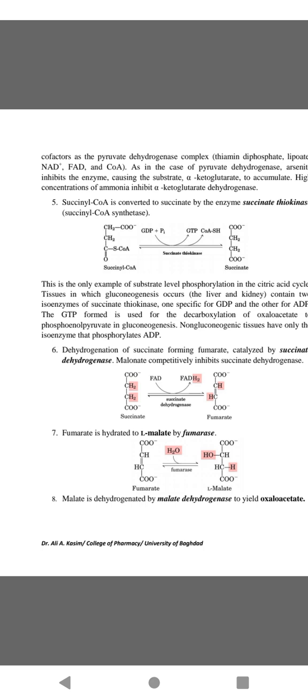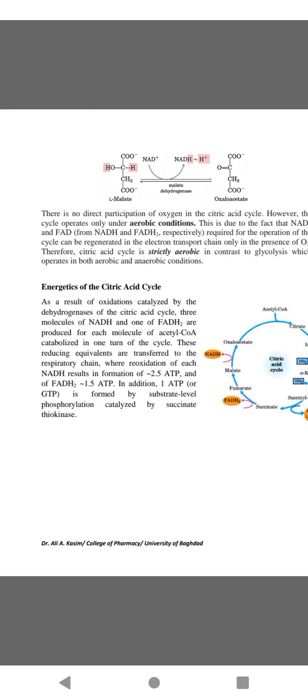Next, the dehydrogenation of succinate forms fumarate. This is catalyzed by succinate dehydrogenase, so a dehydrogenation process occurs inside of that. Next, the fumarate is hydrated to L-malate by fumarase. So fumarate is converted into L-malate. Then malate is dehydrogenated by malate dehydrogenase to yield oxaloacetate. Then again, this pathway is repeated in a cyclic way, so this is known as the citric acid cycle.